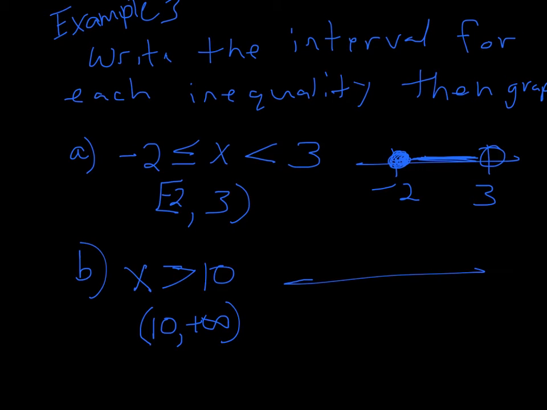So you'd graph that like this. Here's 10, open dot, because it can't be equal to 10, and then you have your arrow going towards positive infinity. So where is infinity on the number line? It's the direction the arrow's going. It's somewhere up here.